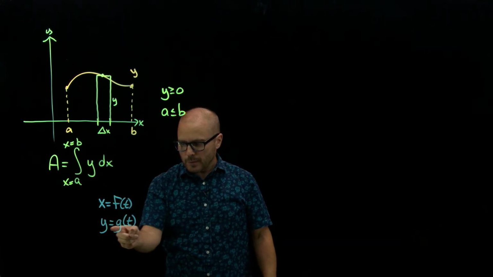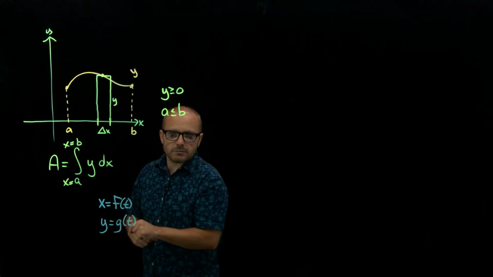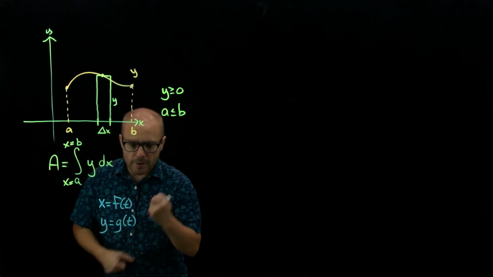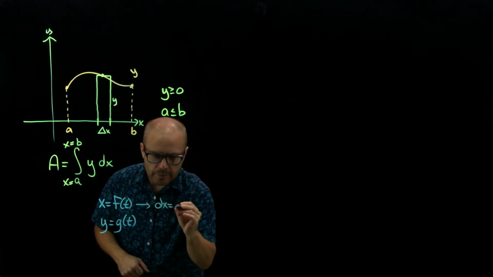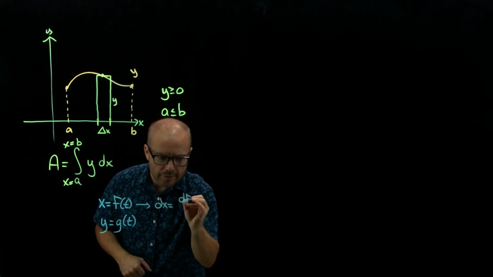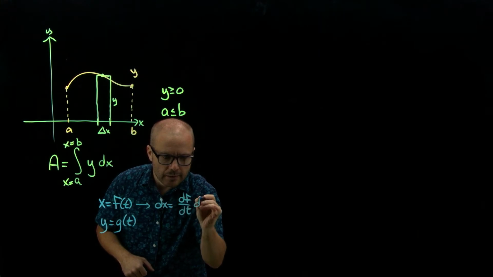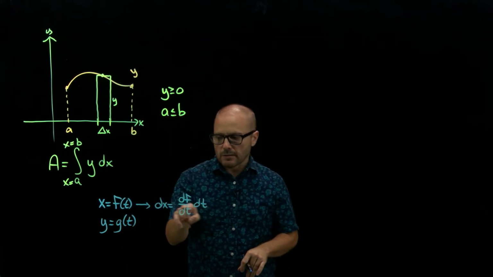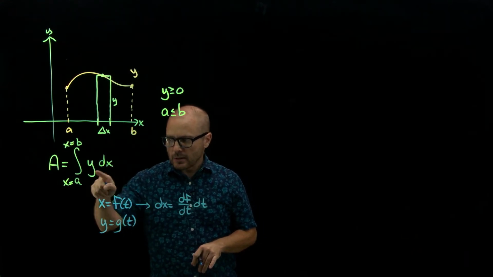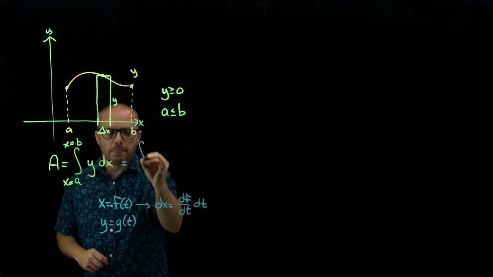But we can replace these quantities with these, right? y, in a parametric, is defined as g of t. And dx is a differential, right? So remember, from our definition of differential, dx is df/dt dt. So all I have to do is swap this out in place of dx and this out in place of y, and I've got area for a parametric.